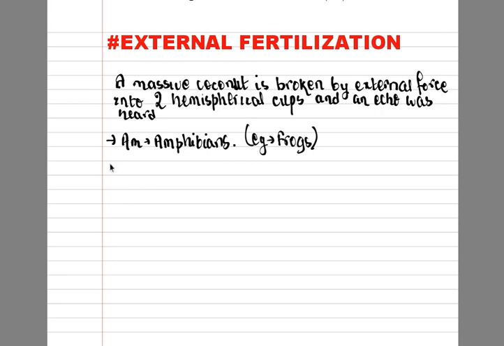Amphibians, coconut, Coelenterata. Coelenterata is also called Cnidaria. Phylum Cnidaria or phylum Coelenterata. They are called Cnidaria due to the presence of a special type of cell in their tentacles called cnidocytes. That's why they are called Cnidaria. Coelenterata, Ctenophora.